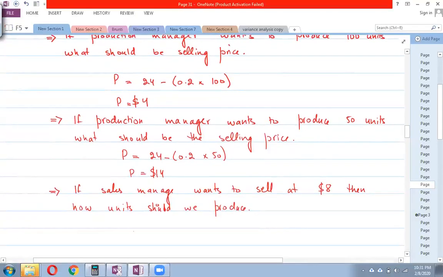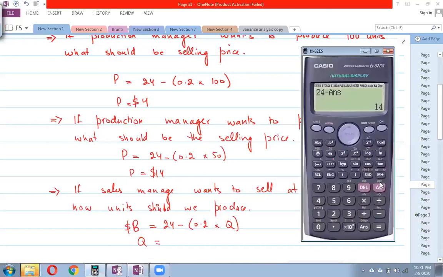So again, we are going to write the same equation, right? The sales manager, this time, wants to sell at $8. So the price $8 is equal to A, which is 24, minus B, which is 0.2, multiplied by the quantity. What should be the quantity that we should be selling? Can you find the quantity for me, please?